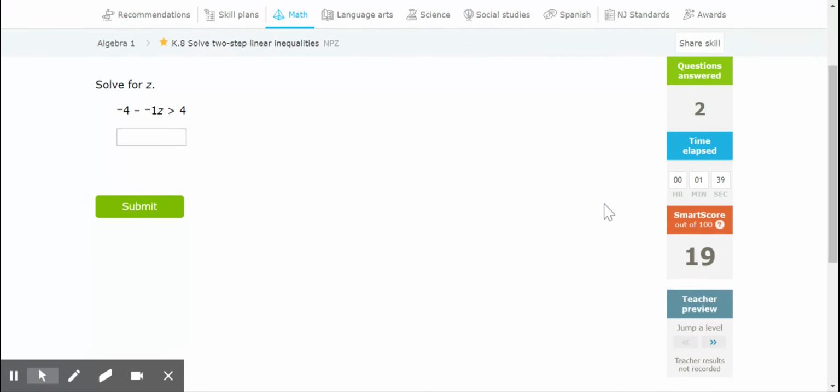Okay, now here you have a double negative. So this is going to cancel each other out and make a positive. So we're really not worried about this right here. It's just there to confuse us a little bit. But if you subtract a negative, that's a positive. If I take away a negative, that is positive. So we're going to add 4 to both sides, and that's going to give me z is greater than 8.